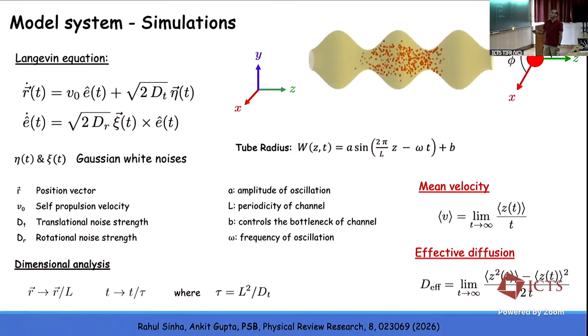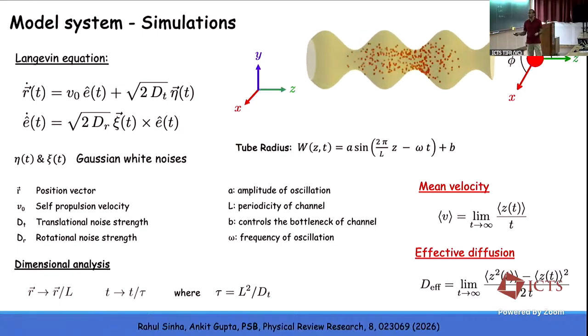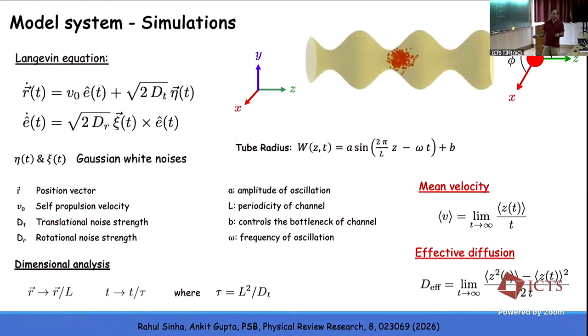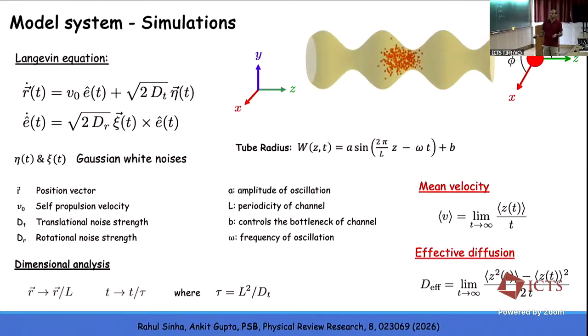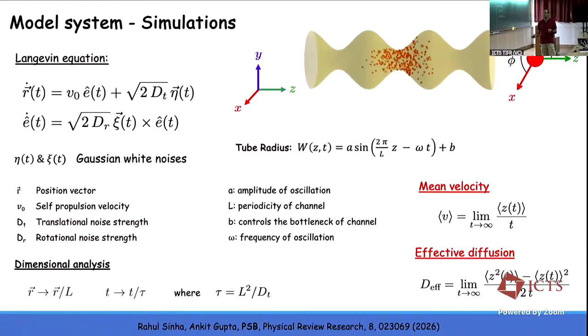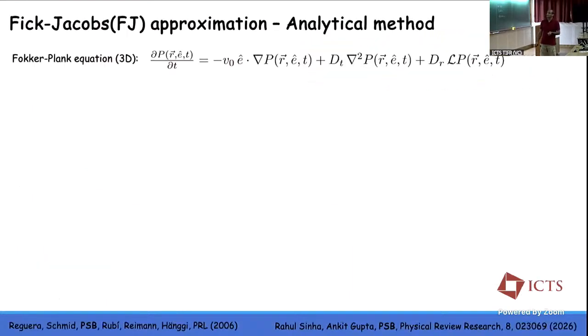When we have these Langevin equations, we can just write a simple code. We can calculate the mean velocity and effective diffusion coefficient in the long-time limit. And just for simplicity, we make these equations dimensionless by using the periodicity L and a characteristic timescale tau, which is defined as L squared over D_T. Now the question is, can we solve this problem analytically? Numerically is fine.